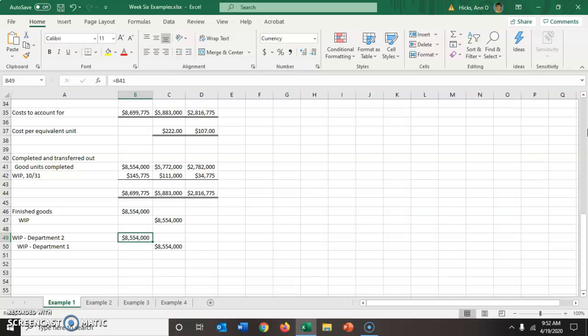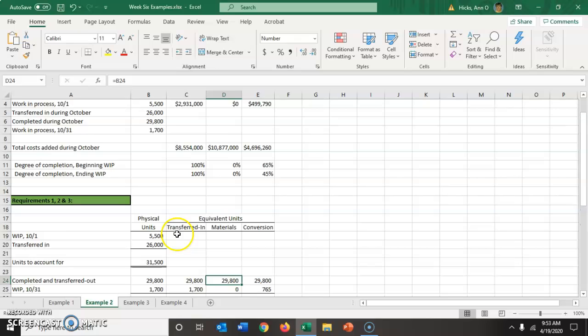If that's the last department, then when we're finished in Department 2, we'll move them out of WIP into finished goods. It's possible that there may be 3 or 4 departments, in which case we would have 3 or 4 different WIP accounts. So what I want to do next is look at an example of this Department 2 and how we account for the goods in that department.